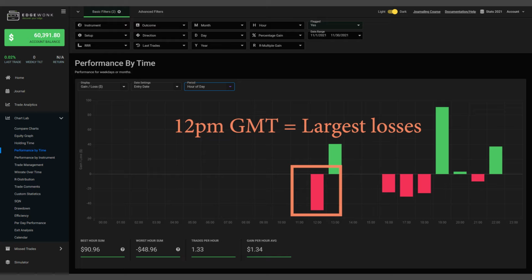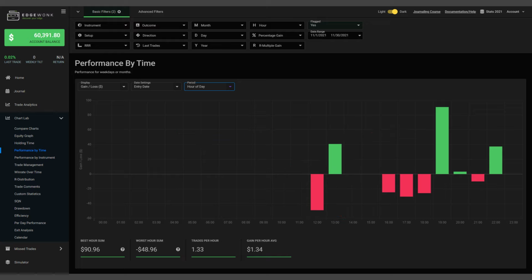So one way to use this metric to start improving your results right away is to look for your worst time of day. Make that into your custom metric, a custom statistic that you can do in Edgewonk. And then what you want to do is to work on getting your paws off the mouse and the computer and your trading desk in general until that historically worst time of day is over. So this will be something specific to you.